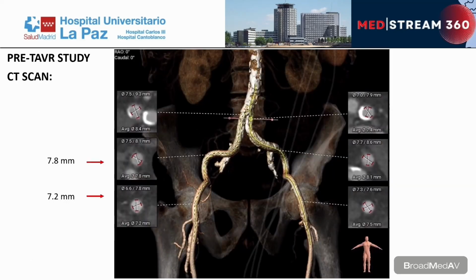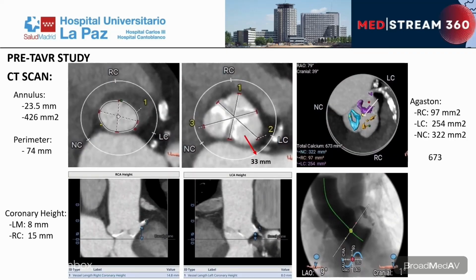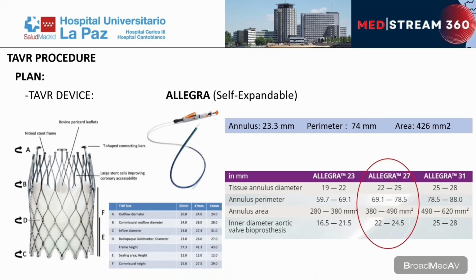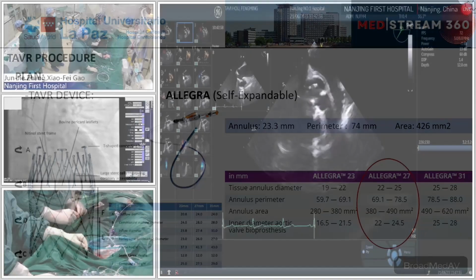In the cardiac CT scan, we observe an annulus diameter of 23.5 millimeters with a perimeter of 74 millimeters. The coronary height is 8 millimeters to the left main and 15 millimeters to the right coronary. The total Agatston calcium score is 673. The device chosen is the Allegra 27 for this patient.